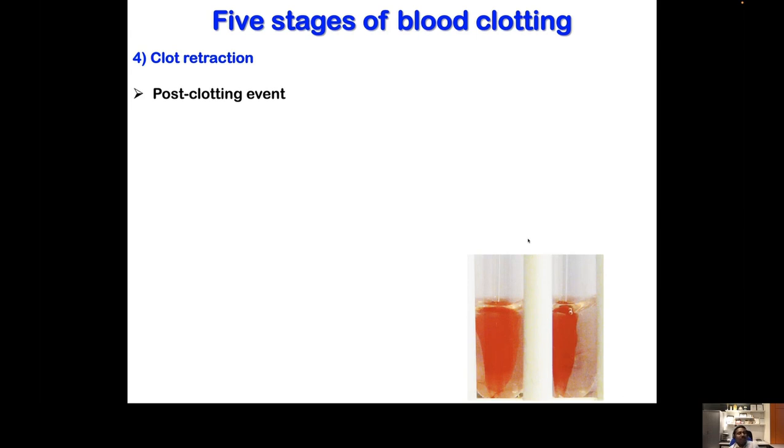Retraction means it's basically retracting the clot, or constricting the clot, or squeezing out the clot. So it's shrinking the clot to enhance wound healing. When it's shrinking, it's bringing the wound edges together. Therefore, the wound edges will heal and the tissue repair will occur. So this is a post-clotting event. After the complete clot is formed, and after some time has gone, the clot retraction will kickstart. Okay, it's mainly induced by the activated platelets present in the blood clot.